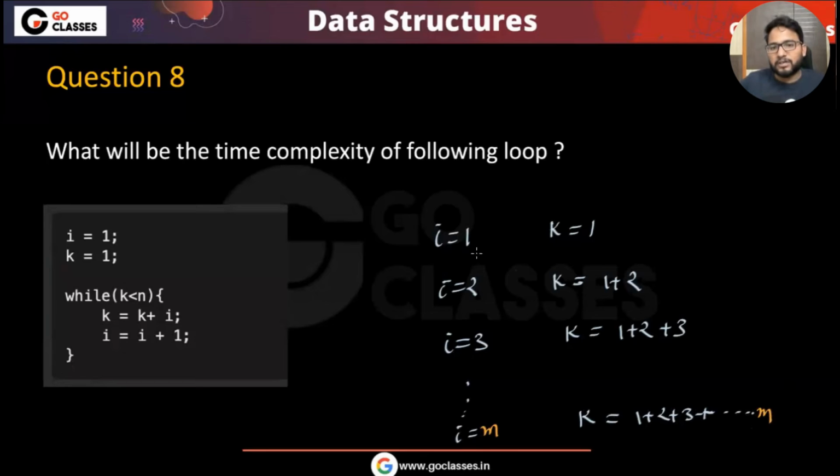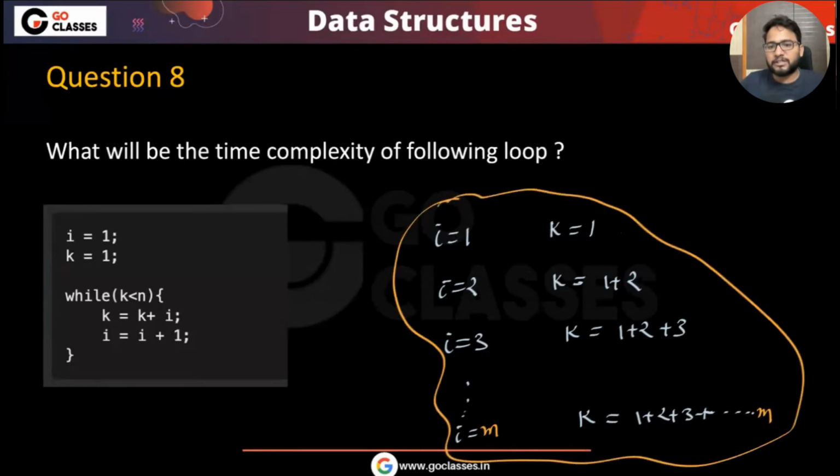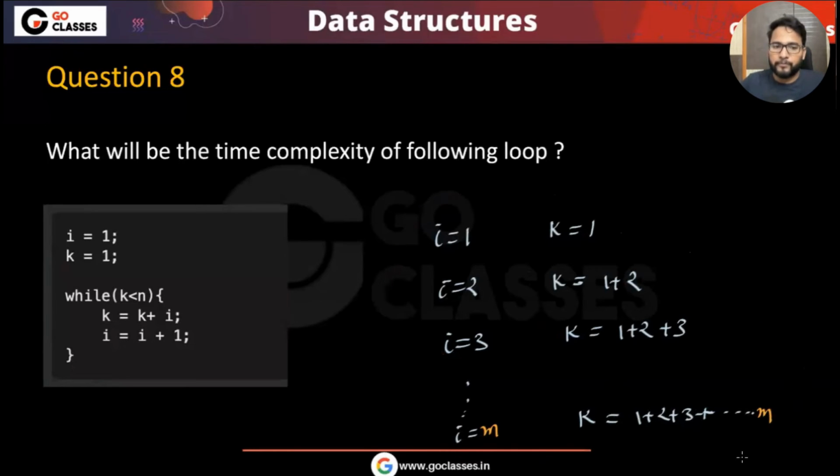At least have you understood that for i equal to 1 the k value is this, and for i equal to 2 the k value is this? At least this particular table is clear to everyone. We will see about the time complexity, but this table is okay. Now let's talk about the number of times it is running.